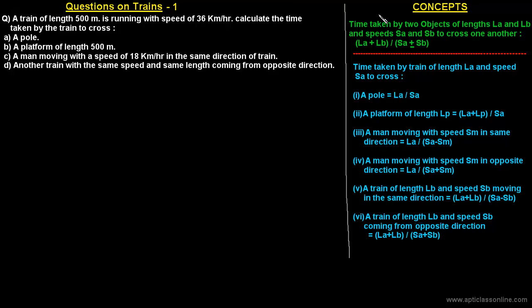That means if there are two objects moving in the same direction or approaching towards each other, then we can say that the time taken by two objects of lengths LA and LB and speeds SA and SB to cross one another is equal to LA plus LB, that is their lengths combined, divided by the relative speed.